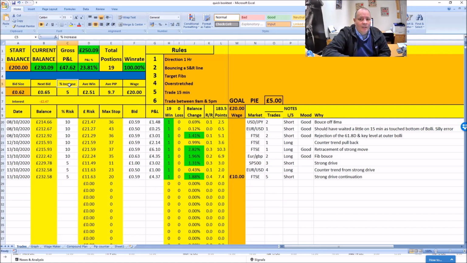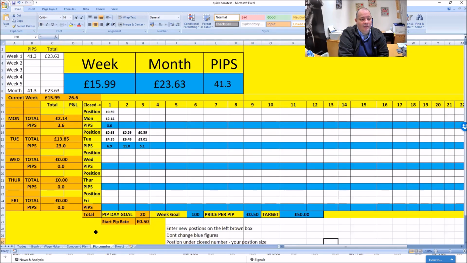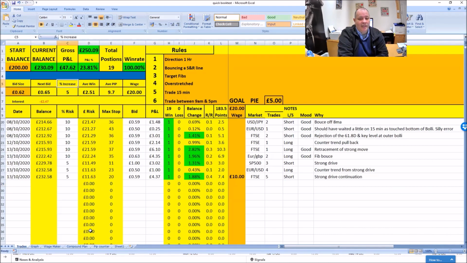The difference between them, because you'll see the P&L is slightly out of whack, is that we have to pay interest on some of the positions that we hold overnight. So that's the gross, and that's the net P&L. We have a 100% win rate, and we're averaging about 9.7 pips. Then I keep a run of the pip counters here as well. So it's a nice, easy sheet to work to.